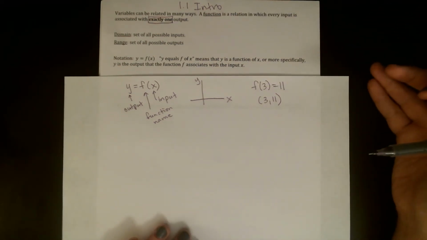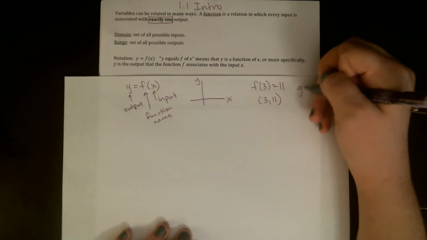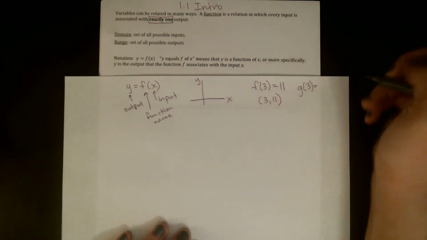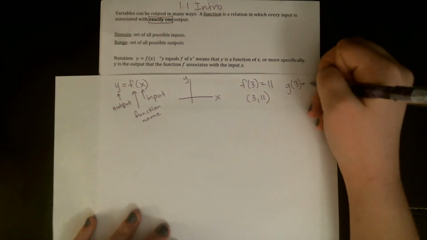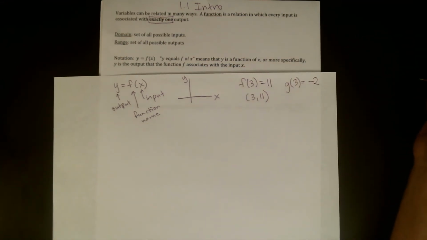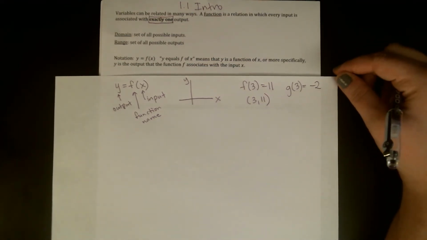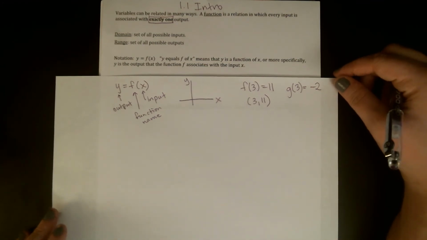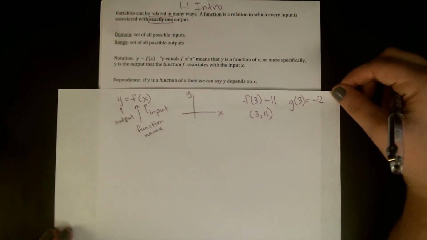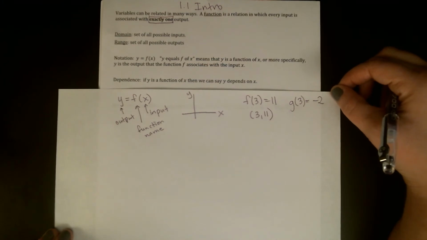We could certainly be working with more than one function, so we could also have function g that pairs input 3 with output -2, and we can very clearly state input-output pairs and also what function paired those inputs and outputs using function notation. So sort of just another little piece of vocab dependence. This is basically what we just talked about.